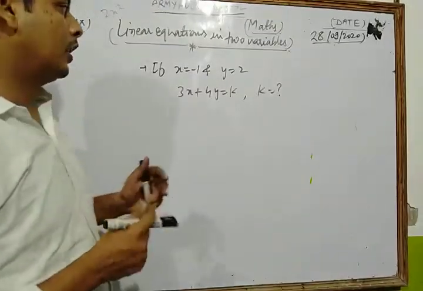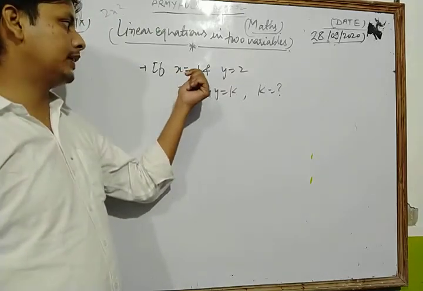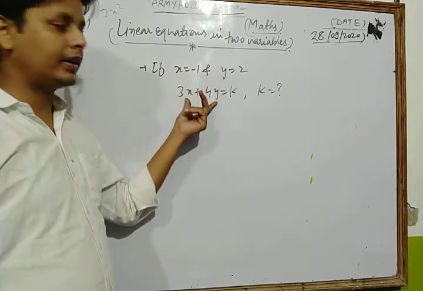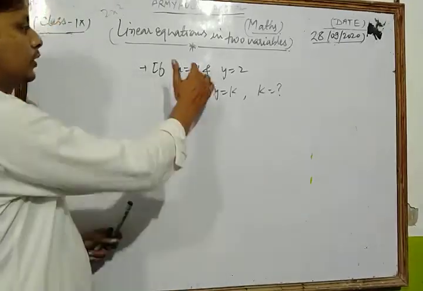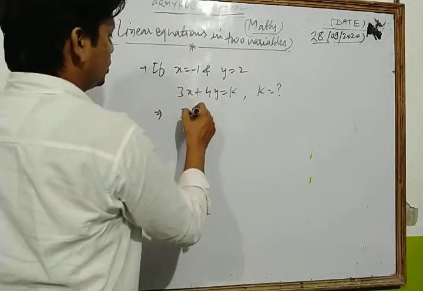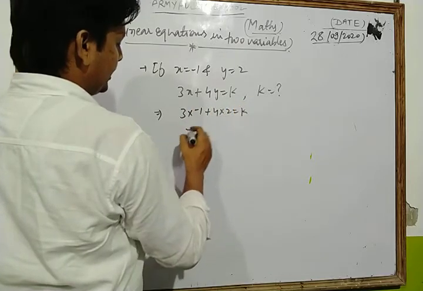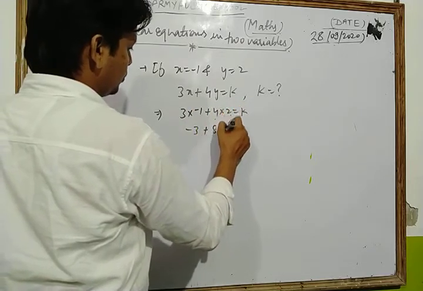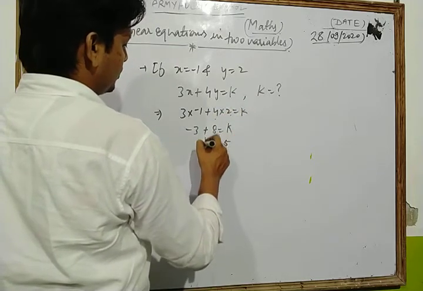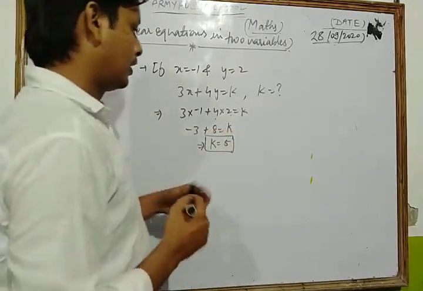Dear friends, we can solve this question same as the previous question. Look, here x is equal to -1 and y is equal to 2 is the solution of the given equation. Then it must satisfy the given equation. So we put x is equal to -1 and y is equal to 2 in this equation. So we get 3 into -1 plus 4 into 2 is equal to k. So we get -3 plus 8 is equal to k. So the value of k is 8 minus 3, that is 5.